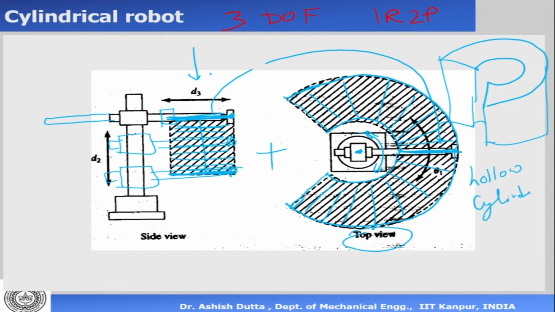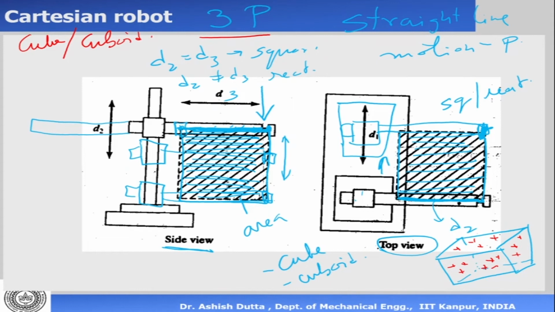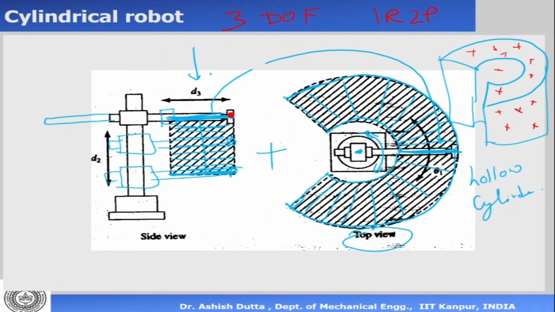Now in this hollow cylinder, which is the shape of the work volume of a cylindrical robot, you can position your end effector anywhere inside, okay, but you cannot go anywhere outside. Okay, so you can position your end effector, or the end effector point here is this one, anywhere inside this work volume, but you cannot go anywhere outside the work volume. Okay, and it's interesting to note that the shape of the work volume of a Cartesian robot is a cube or a cuboid, and the shape of a cylindrical robot is a hollow cylinder.